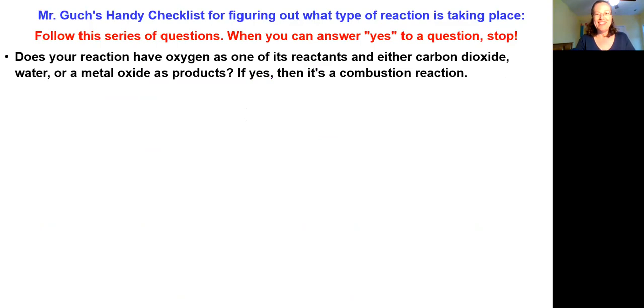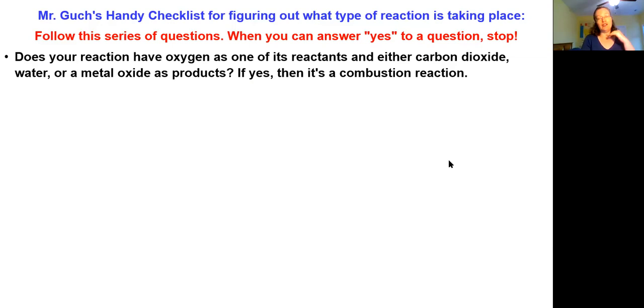We are going to play a game, a new game. This time, the game is figuring out what type of reaction is taking place. Not sure what this image looks like for you. It might just be a black box. For me, it's my face. So we're going to follow this series of questions. We always start with the first question. When we can answer yes to a question, we're going to stop.